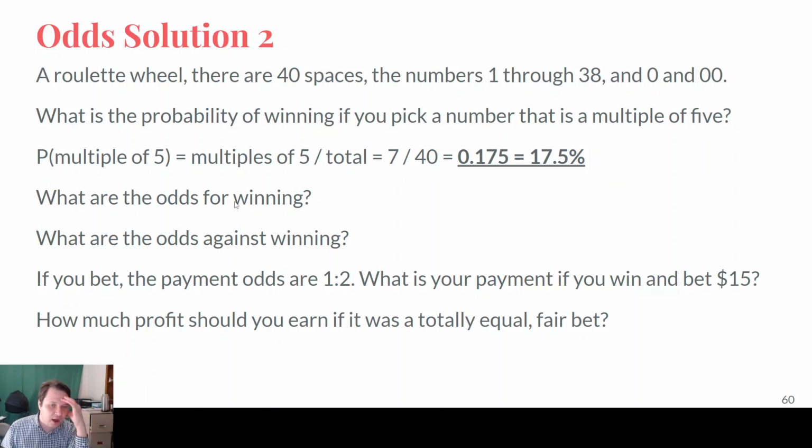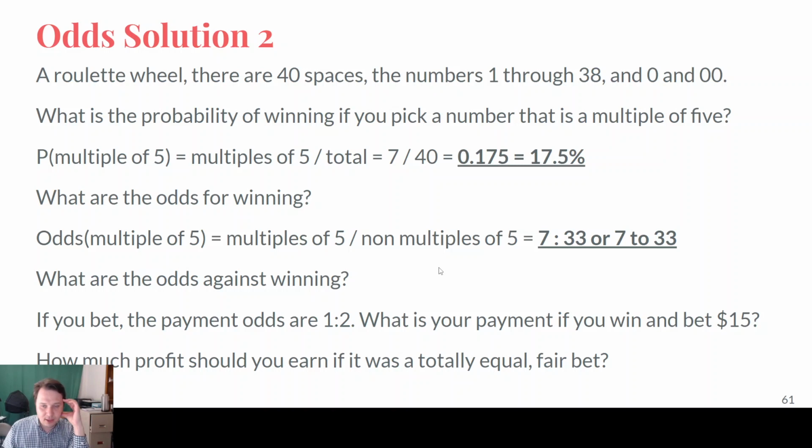Okay, so then what are the odds for winning? What are the odds for winning this bet? Well, we have 7 successes, and so that means we have 40 minus 7 failures. And so if we do 40 minus 7, we get 33 failures. So the odds for winning are 7 to 33. Because we win 7 times and we lose 33 times out of 40 games. So that's the odds of winning are 7 to 33. What are the odds against winning? Well, the odds against winning, you just flip it. So that would be 33 to 7 would be the odds against winning.